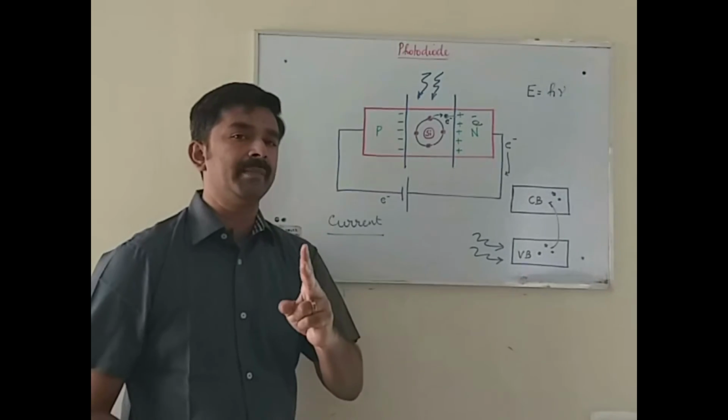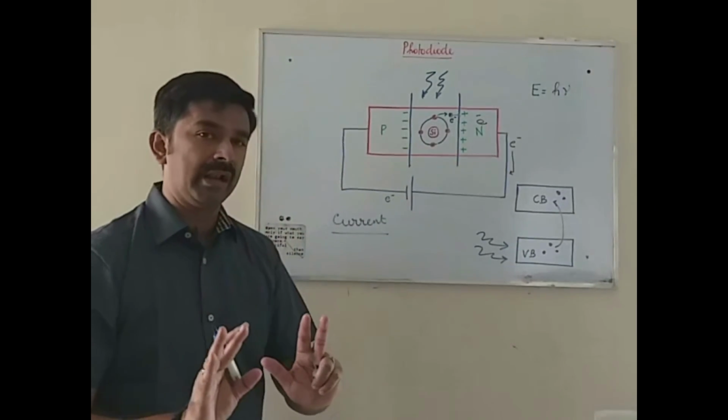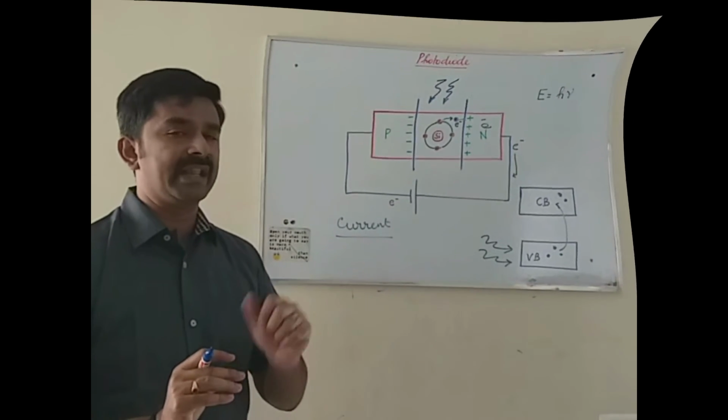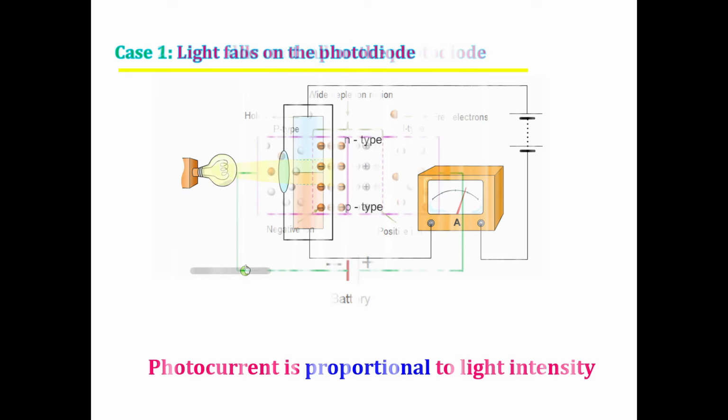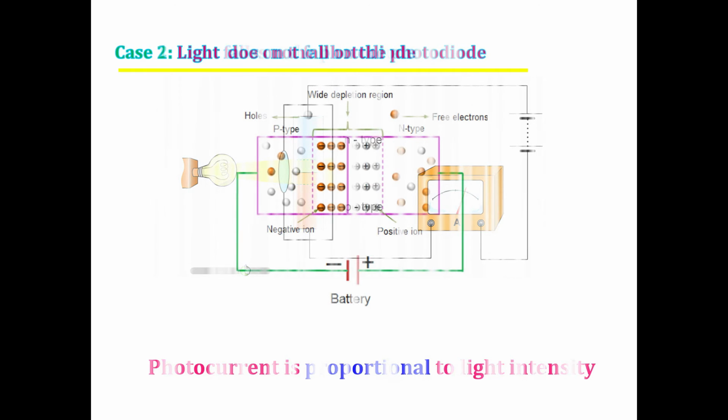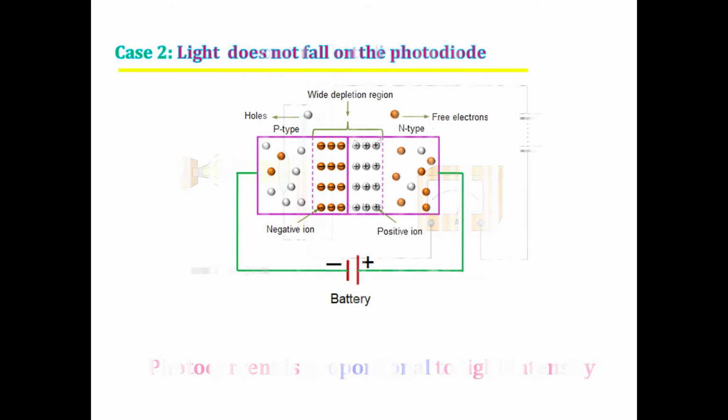Case number 2 என்ன அப்படினா, when light does not fall, அப்ப அது என்ன நடக்கும் அப்படின்றத பார்க்கலாம். Now we'll try to get into the second case, when light does not fall on the photodiode. We already know when a diode is reverse biased, reverse saturation current flows because of the thermally generated minority carriers.